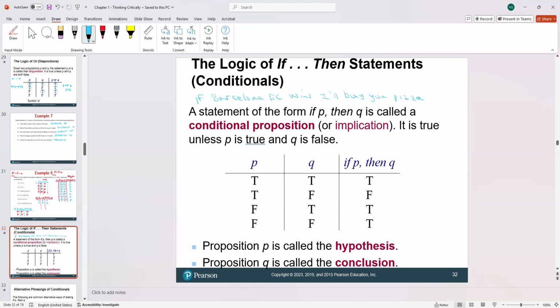Let's see this. Now we have two propositions here. Barcelona wins, that's the first proposition. We can call the first proposition P. Barcelona wins.